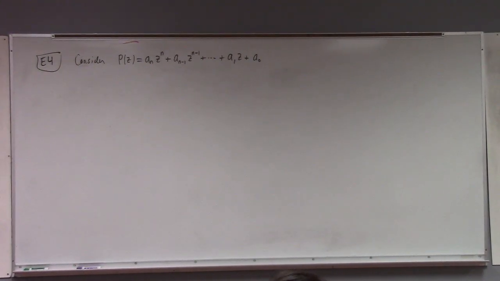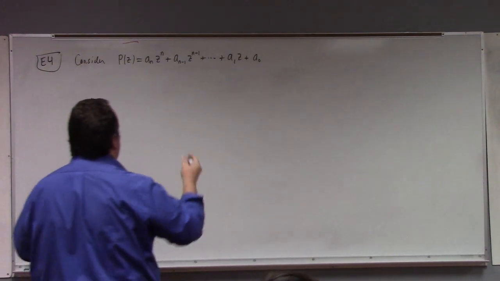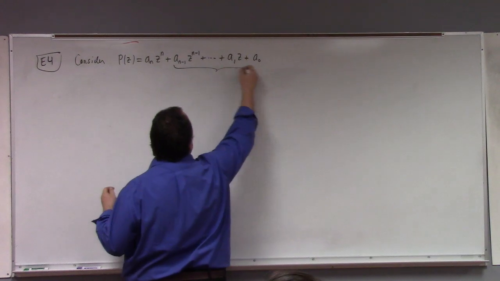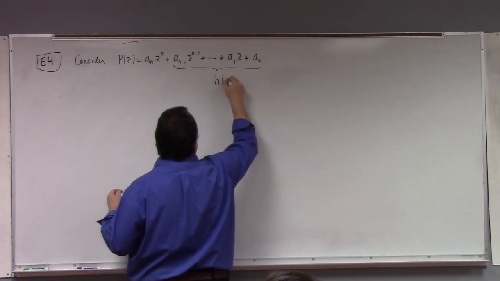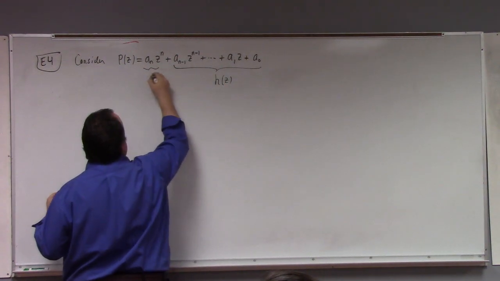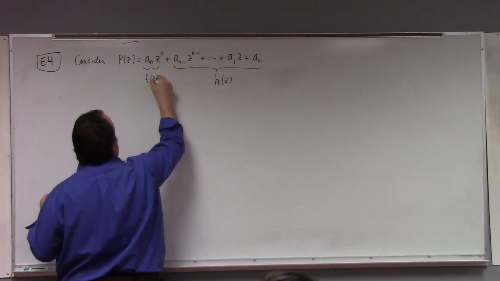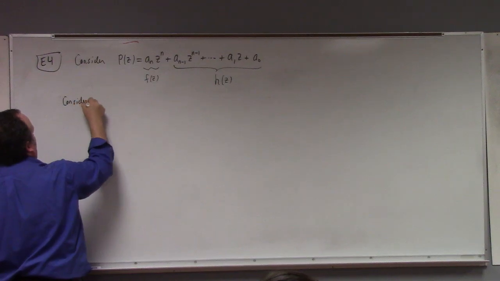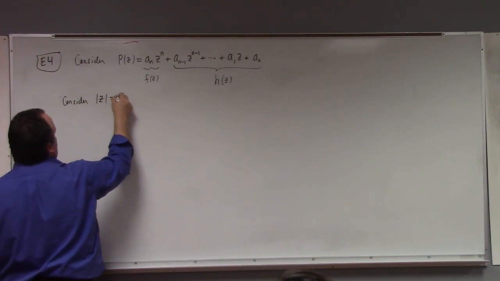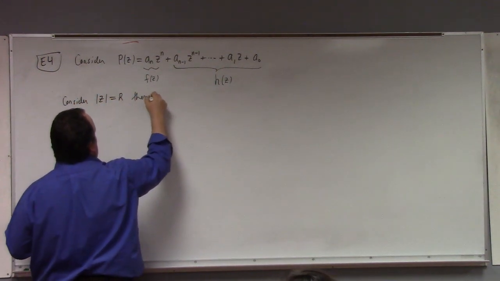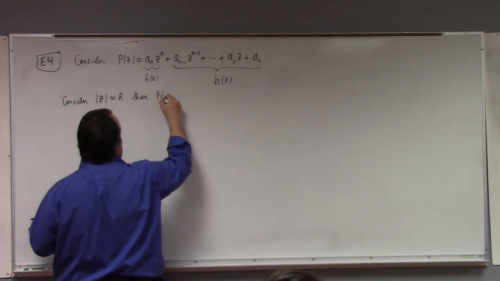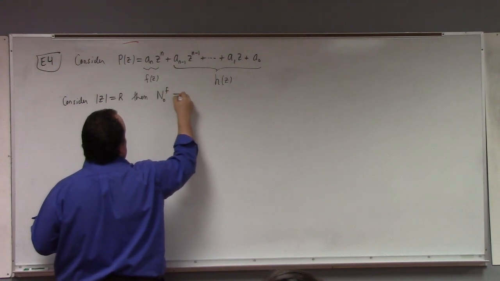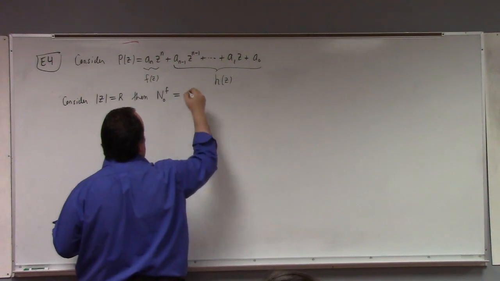So let me make the following suggestion. Let's call all of this h of z, and let's call this f of z. So if we consider modulus of z equals r, then the number of zeros for f is clearly equal to n.